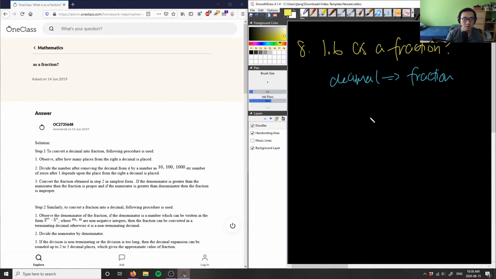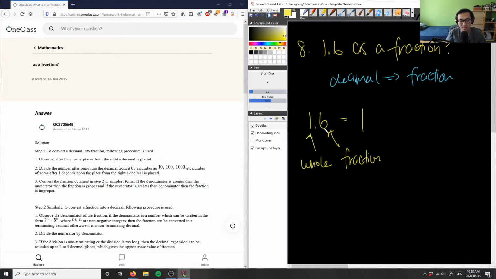Well, if I have 1.6 here, what I can do is change this into a mixed fraction first before I change this into an improper or a proper fraction, right? So I have 1.6 here, and this is my whole part, and this is going to be my fraction part. So this is going to equal 1, which is the whole part, and 6 is going to be my fraction part.